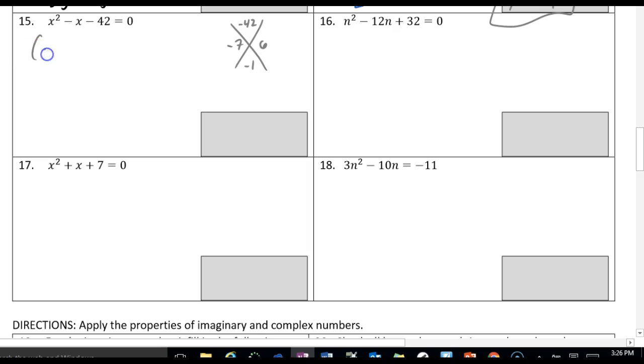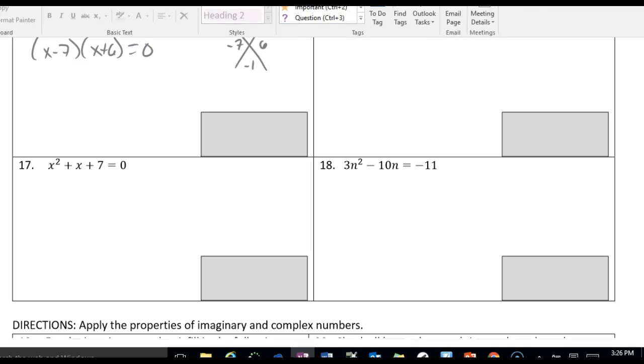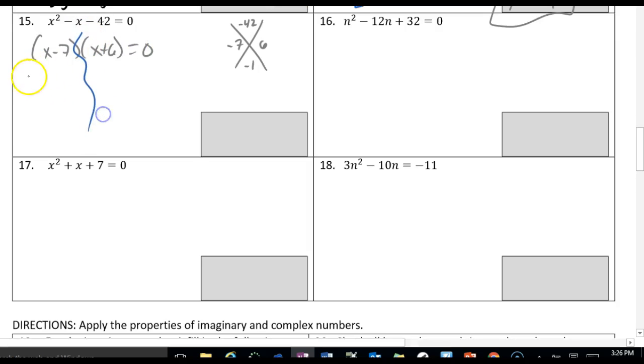once I find these factors, I can just say, well, x minus 7 and x plus 6 is going to equal 0. And once I get to here, I separate, I say, well, x minus 7 equals 0, x plus 6 equals 0, and then solve. Adding the 7, subtracting the 6, all done. Nice and easy.